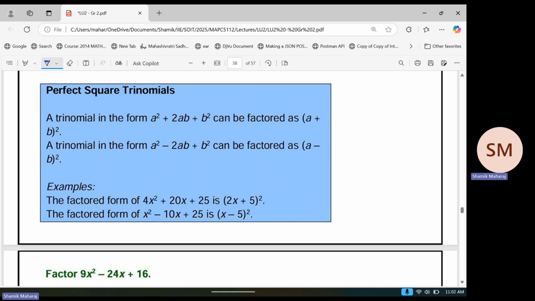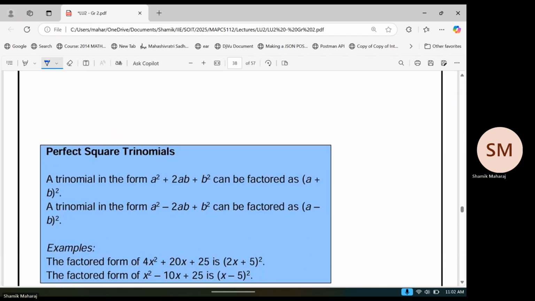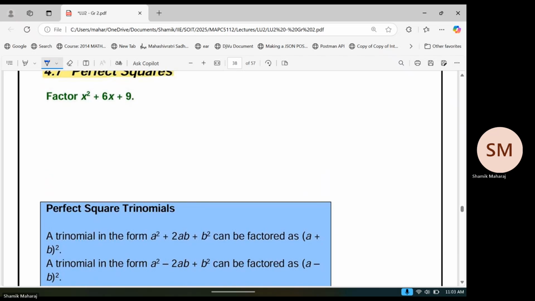So let's see if we can look at an example. A squared plus 2ab plus b squared. Let's see if this first example, x squared plus 6x plus 9, can be written in that form. Can it? I think so. Yes, because the a in this case would be 1, and the b would be 3. Will that work?